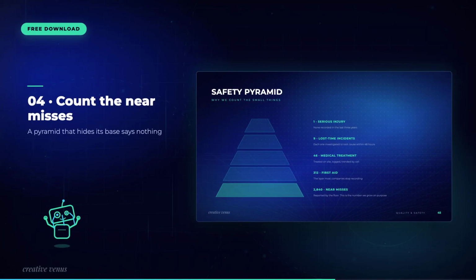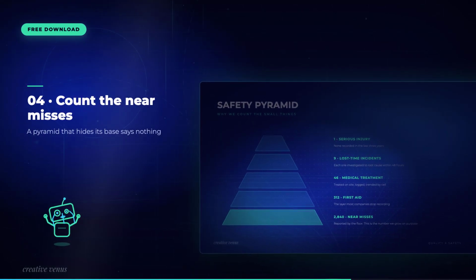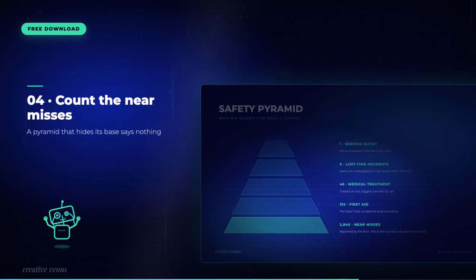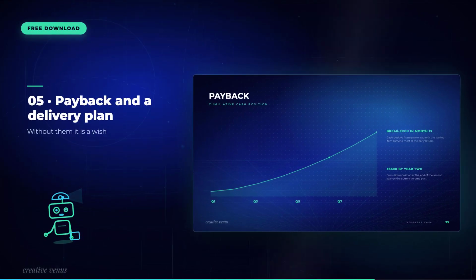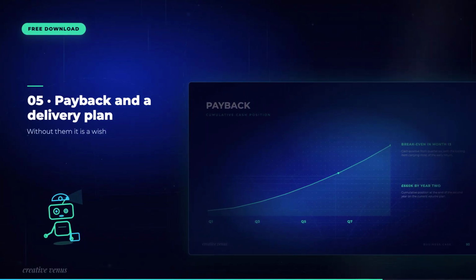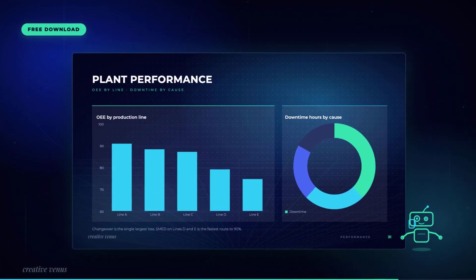Alright, fourth, count your near misses and say the number out loud. A safety pyramid that hides its base isn't really telling you anything. And the last one, if you're asking for money, it needs a payback and a delivery plan. Otherwise, it's a wish. The charts are all live, so you're editing numbers, not pictures.